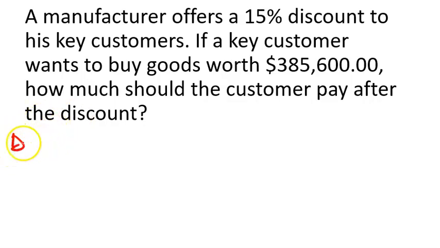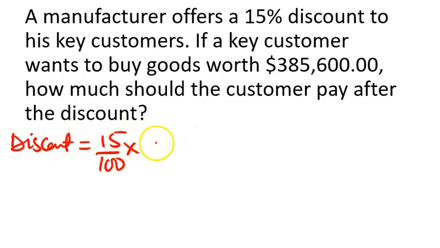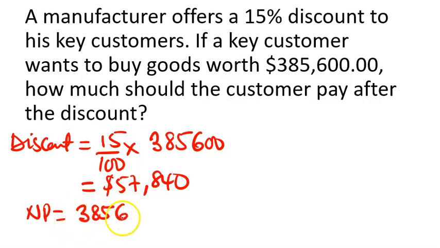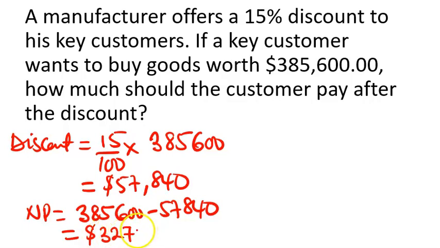So the discount, let's find the discount first. Discount will be 15 over 100 times 385,600, and when we calculate, we are getting 57,840. So if you want the new price, that will be the original price minus the discount: 385,600 minus 57,840, and this is giving us $327,760. Okay, let's see how we can use the formula.